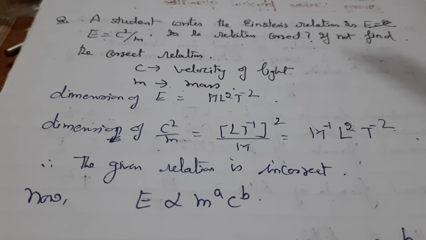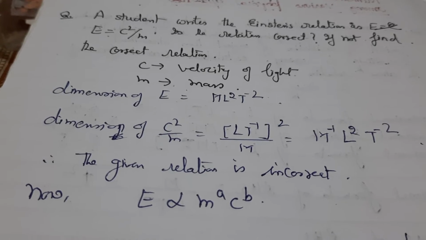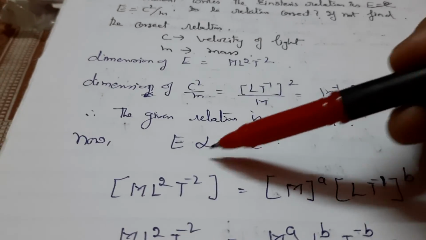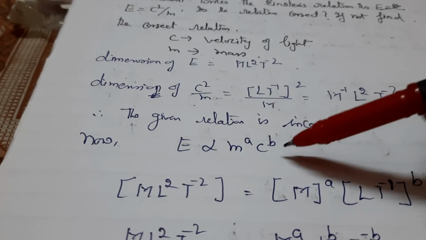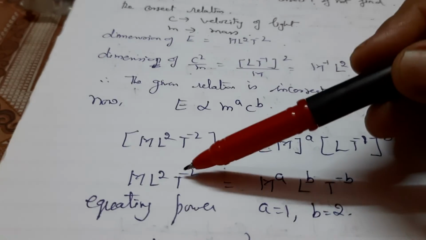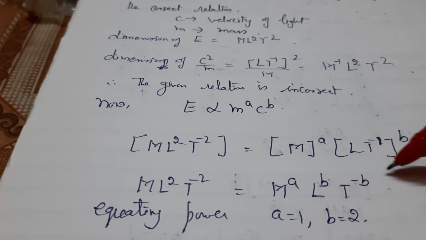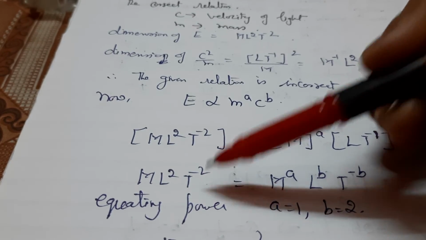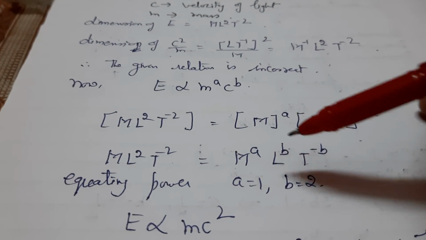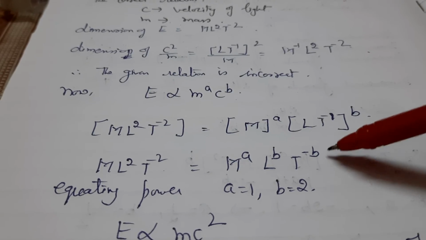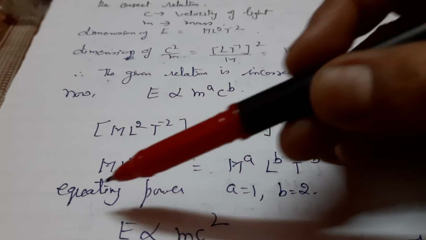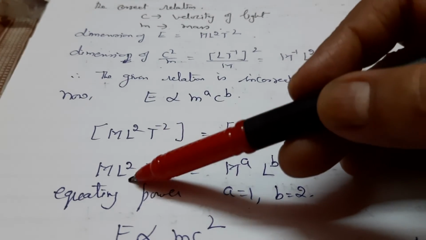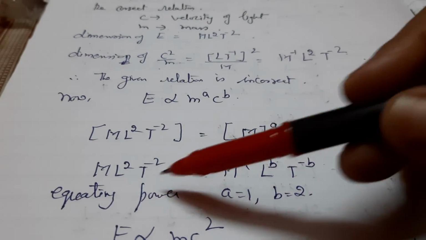So what will we do? We will derive the formula. How will we derive? E depends on two factors, velocity of light and mass. So E is directly proportional to m raised to the power a, c raised to the power b. We will substitute the dimensions on both sides and equate the powers. Here M L square T raised to the power minus 2 equals M raised to the power a, L raised to the power b and T raised to the power minus b. Here M raised to the power 1, so a is equal to 1. Then L square is L raised to the power b, it means b is equal to 2.